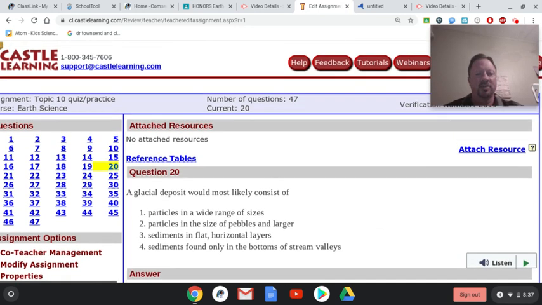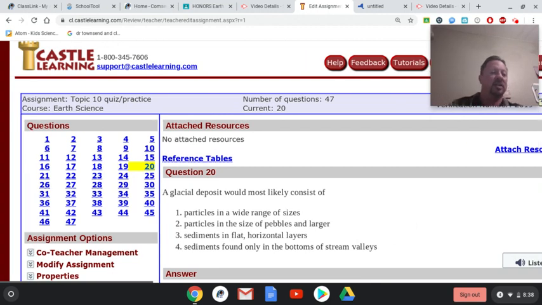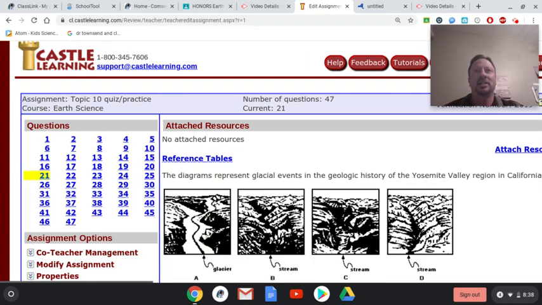A glacial deposit would most likely consist of, all right, glaciers. Remember, they're carrying everything at once. They're not discriminating due to size or shape or anything like that. So it would be particles with a wide range of sizes. Anything layered is going to have to do with running water. Please remember that for Friday. It's definitely a question there.